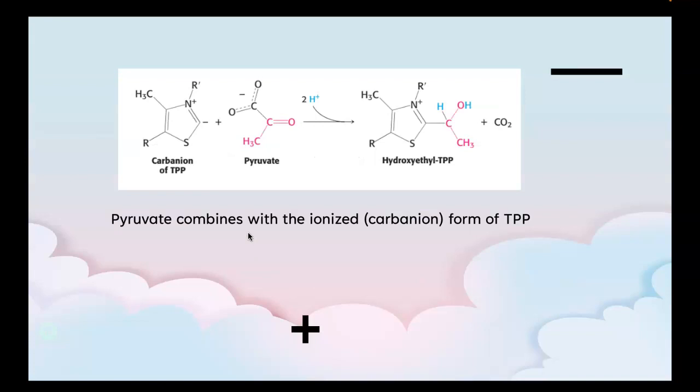So let's go ahead and discuss the first step. Pyruvate combines with the ionized carbanion form of TPP. It is then decarboxylated to yield hydroxyethyl TPP. So let's go ahead and discuss the enzymes involved that were discussed earlier. In this first step, it is catalyzed by pyruvate dehydrogenase, enzyme 1. TPP is the coenzyme of the pyruvate dehydrogenase component.